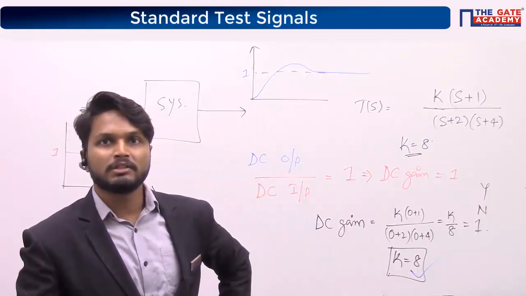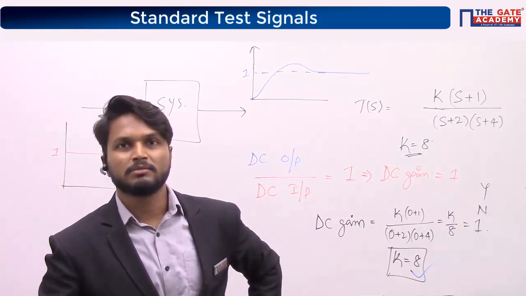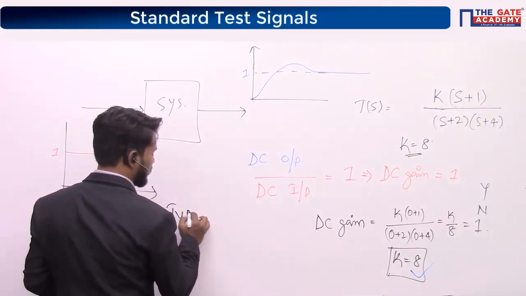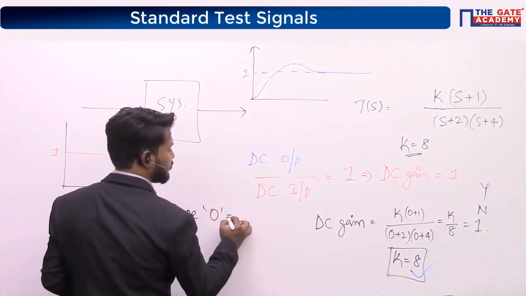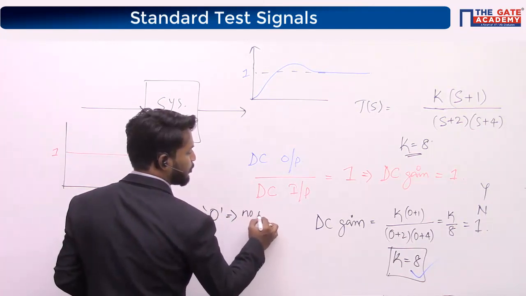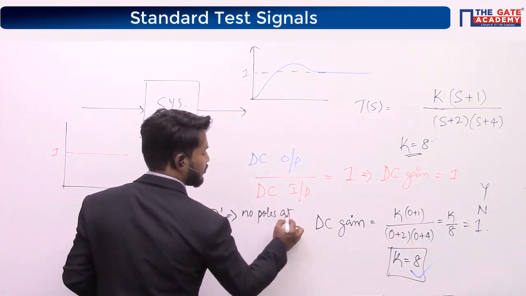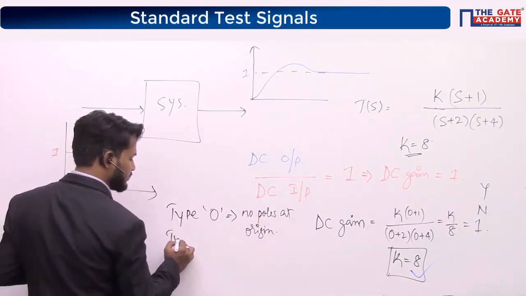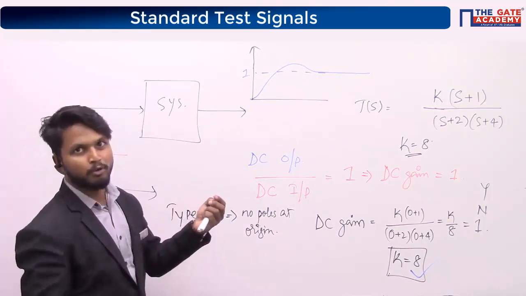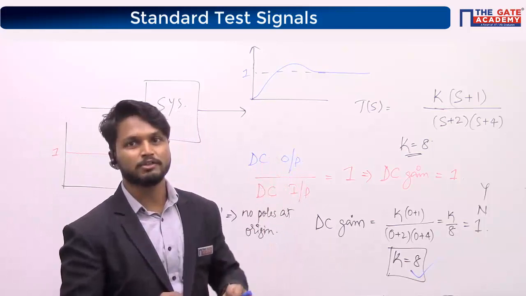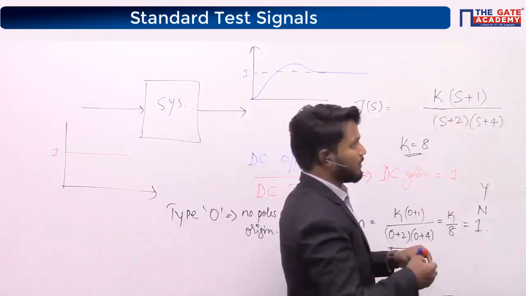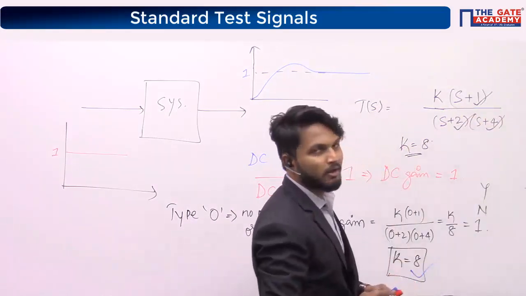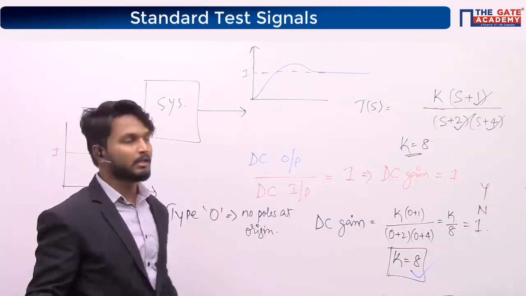Sir, are type 0 systems and pole-zero form the same? Type 0 means no poles at origin. Whereas pole-zero form is a type of representation of your transfer function. In this form, you are directly stating poles and zeros, and that is the reason why this form is called pole-zero form. Is it clear?